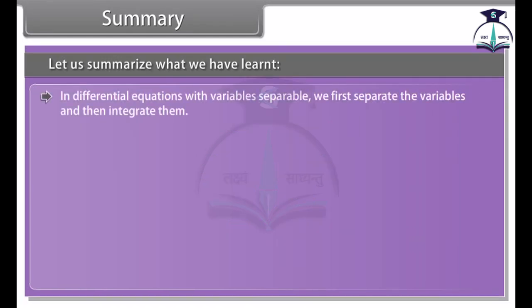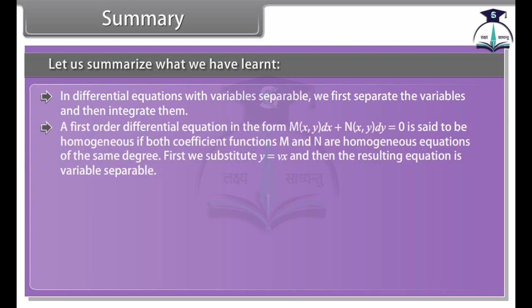In differential equations with variables separable, we first separate the variables and then integrate them. A first-order differential equation in the form M(x, y) dx plus N(x, y) dy is equal to 0 is said to be homogeneous if both coefficient functions M and N are homogeneous equations of the same degree. First, we substitute y equals vx, and then the resulting equation is variable separable.